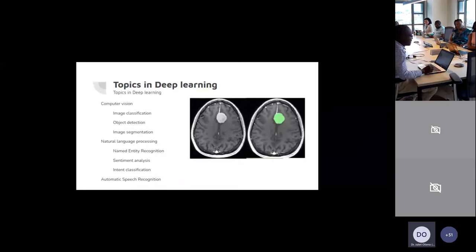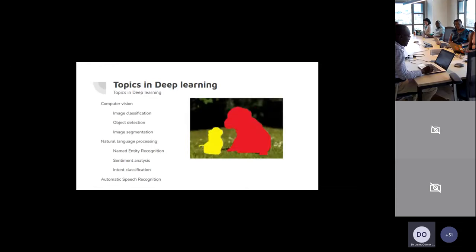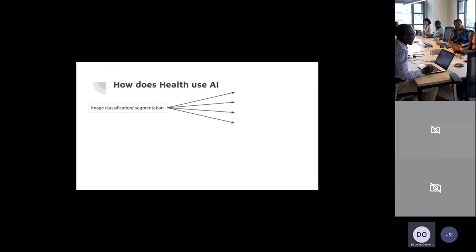Other topics in deep learning of interest to health are natural language processing and automatic speech recognition. Allow me to just go into those examples later in the presentation. So how does health use artificial intelligence? And I'll start off by saying that if there is one area in health that from the very early years of AI has had a lot of attention in computer vision, it's radiology.